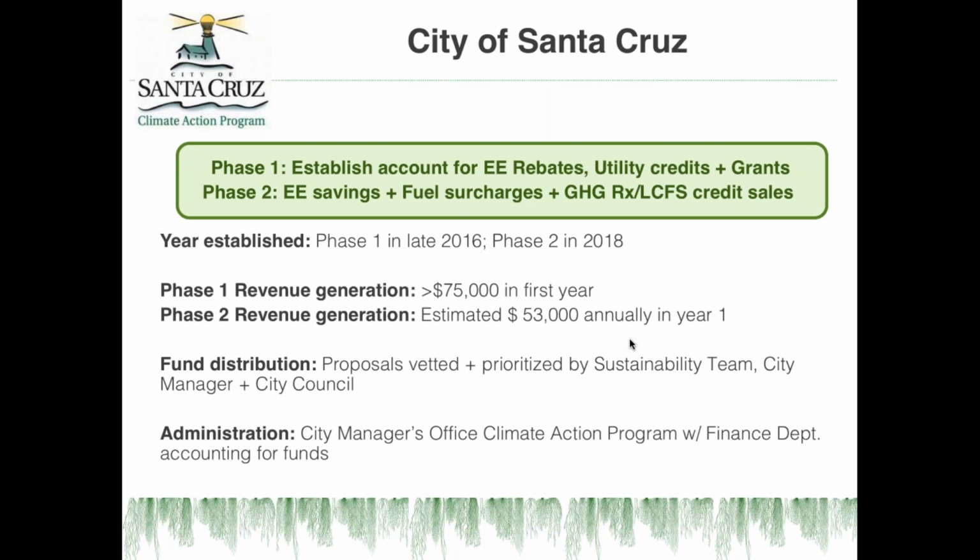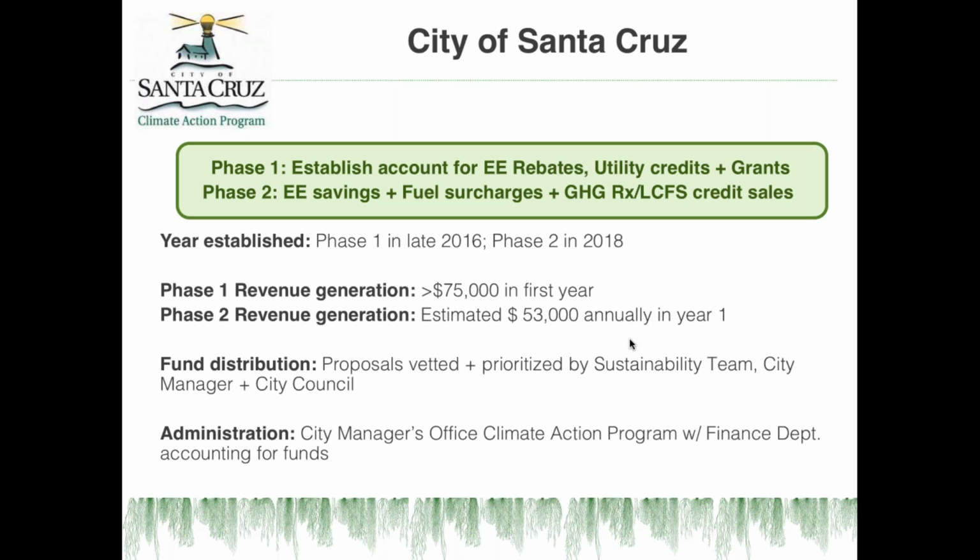Okay, moving on to the city of Santa Cruz. They are looking at a two-phased carbon fund, in that they are implementing different revenue streams at different time periods. The carbon fund itself was put in place in late 2016, so it's rather new. In phase one, we established the account, and they are directing their energy efficiency rebates, utility credits, and grants towards this dedicated fund. It was codified through an administrative procedural order.